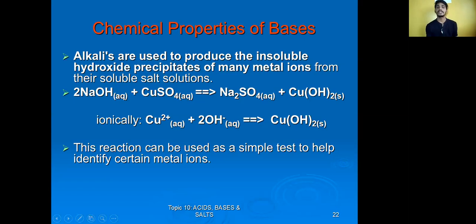So this reaction can be used as a simple test to help identify certain metal ions. This is the test we use: we add NaOH to the CuSO4. Suppose in case of CuSO4, if we add FeSO4, Fe(OH)2 will form and give another color. If MgSO4 is there, Mg(OH)2 will be formed. The color will be different, and it gives the test for the identification of certain metal ions. This is majorly used for laboratory purposes for the detection of ions.